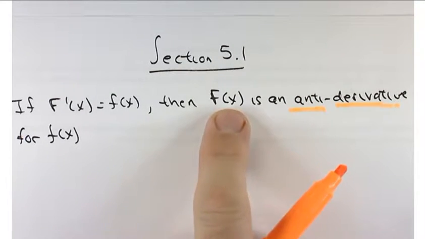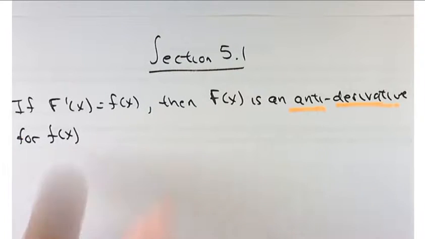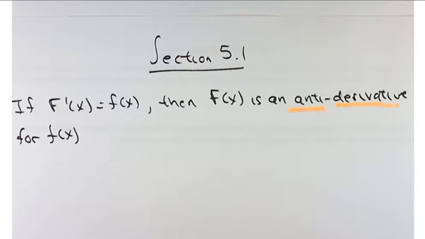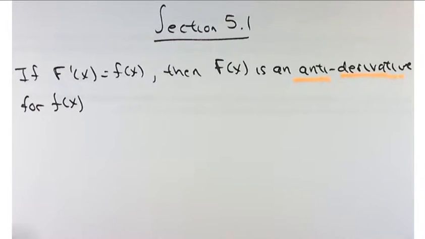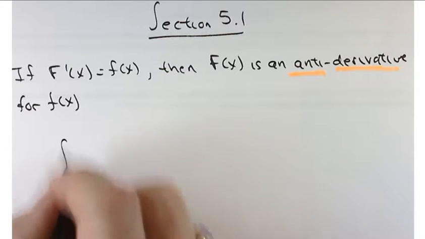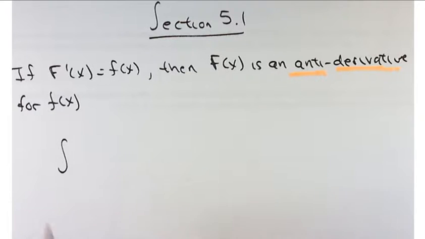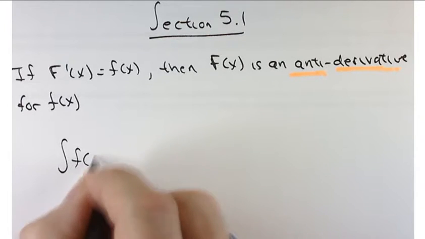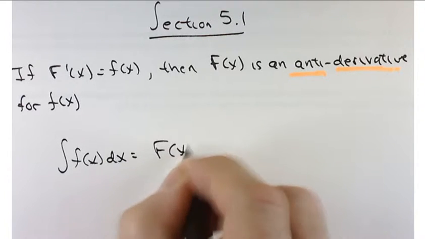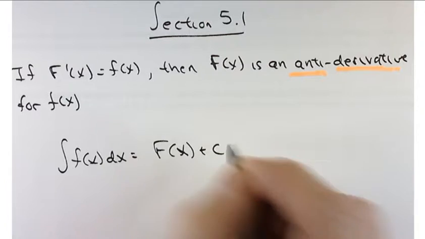So capital F of x is an antiderivative for little f, assuming that when I differentiate capital F, I get little f. And that relationship, that one is the derivative of another, is encapsulated in something else here. I'm going to introduce a lot of notation here. So this is the integral symbol. Integral of f of x dx equals capital F of x plus c.